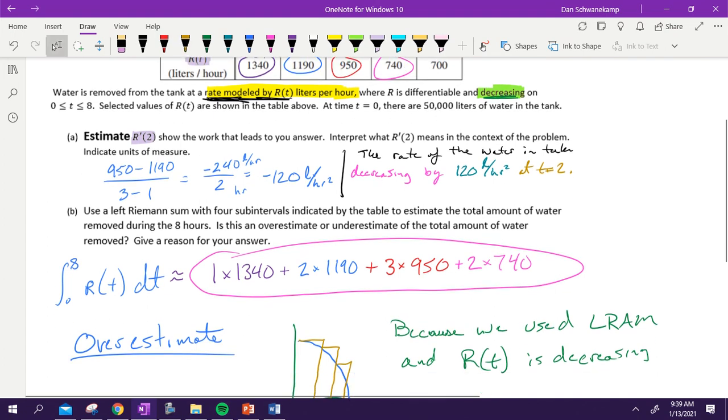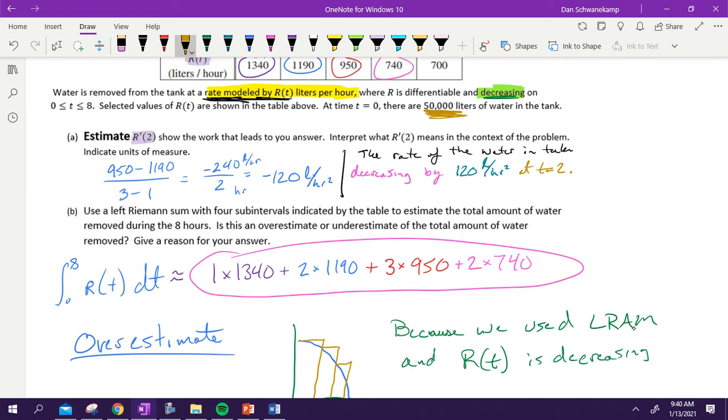What if I wanted to know how much water is actually in the tank at 8 hours? If I multiply by 1/8, that'll tell me the average amount. So I don't want to find the average amount, or the average rate. I want to know how much water is actually in the tank at T equals 8. 50,000 is how much was at the start. By integrating this, that tells me the change. So if we take 50,000 minus the change, that will tell me how much water is actually in the tank at 8 hours. Everybody kind of okay with that? We'll continue to hit that a lot, but that's a really, really important calculus concept.